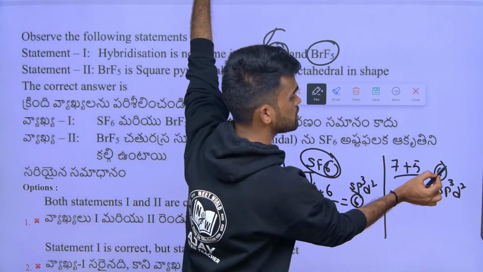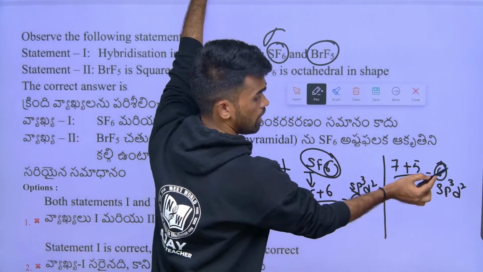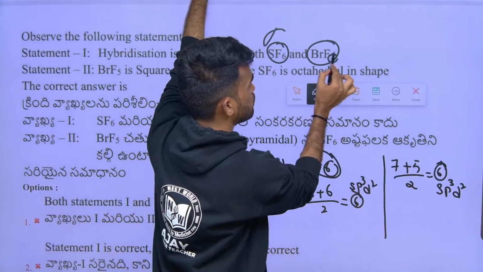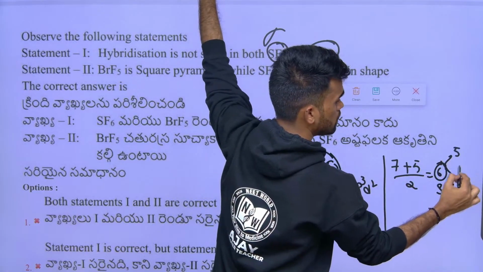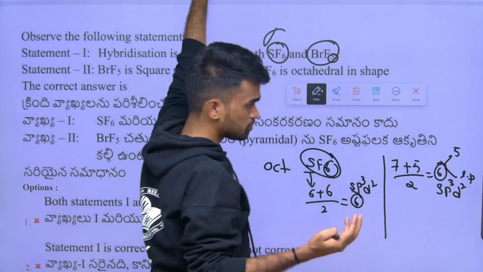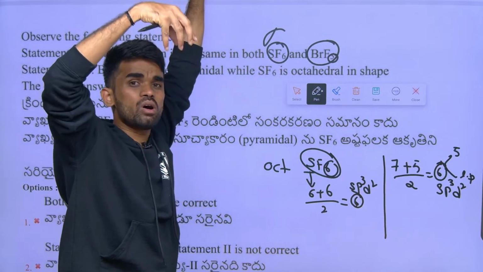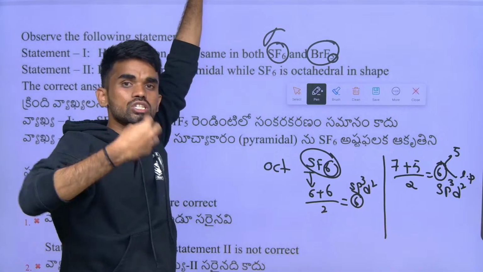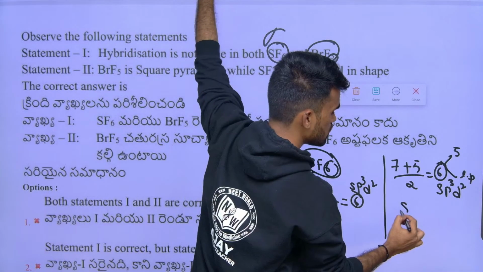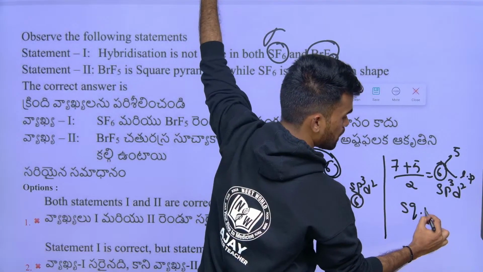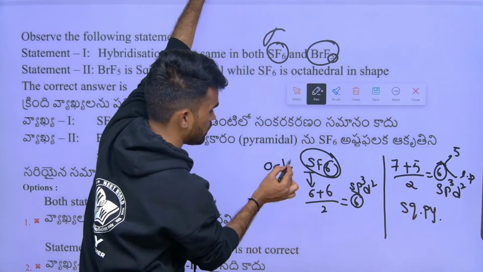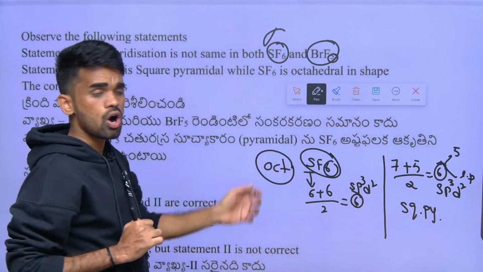But out of these 6 hybrid orbitals, 5 are bond pair electrons and 1 is lone pair. It means in octahedral geometry, one of the positions is occupied by the lone pair electron. Therefore the structure becomes square pyramidal, whereas here in this case it becomes octahedral.